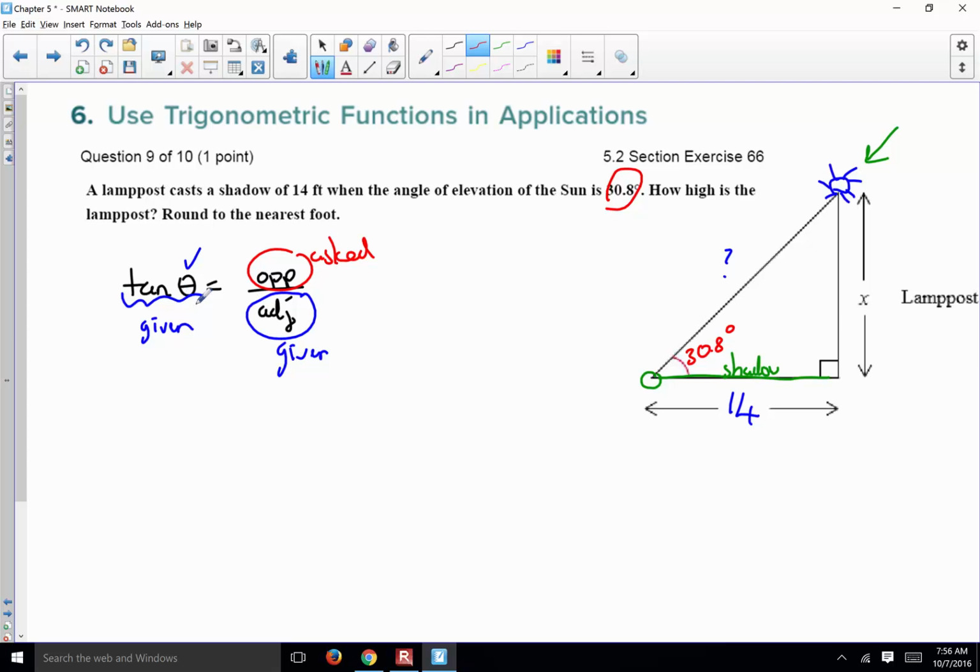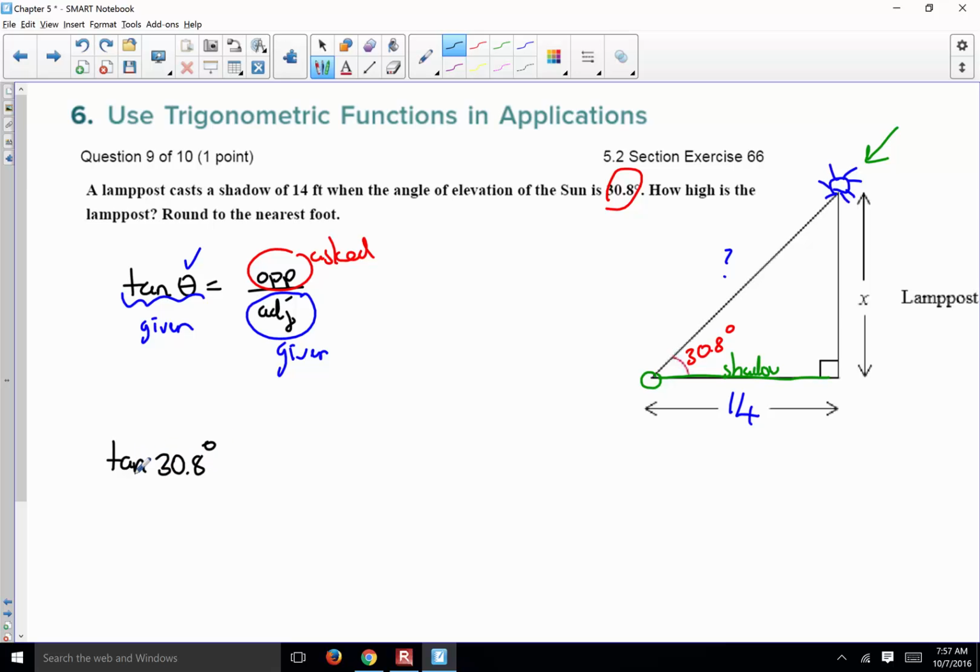What other trig function could you use here other than tangent? What other trig function uses opposite, adjacent, and the angle? Cotangent. You could have gone with cotangent. It will just flip adjacent and opposite that time. But this is better because we like what is asked on the top. So this is a better choice. If the shadow was unknown and the height was given, I would go with cotangent because I like the unknown on the top.